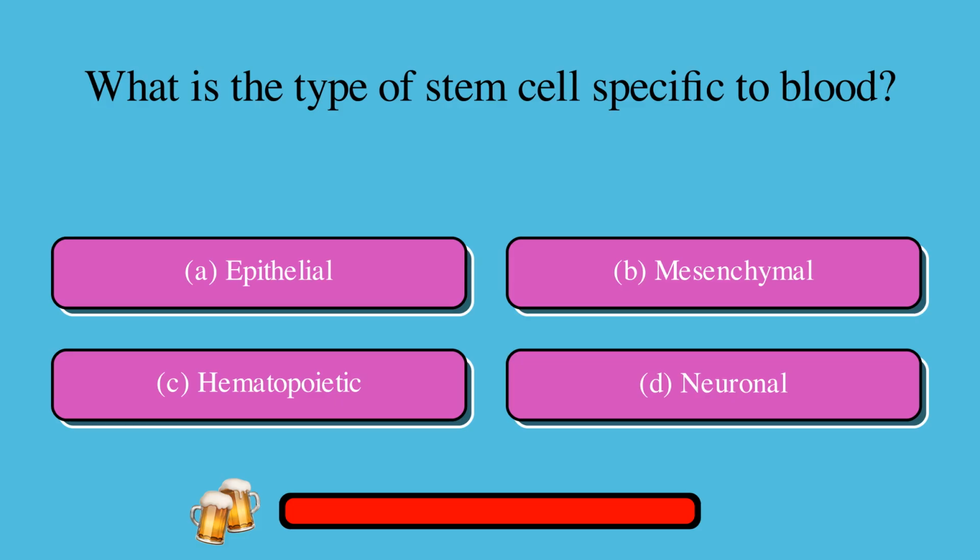What is the type of stem cell specific to blood? A. Epithelial, or B. Mesenchymal, or C. Hematopoietic, or D. Neuronal? The correct answer is C. Hematopoietic.